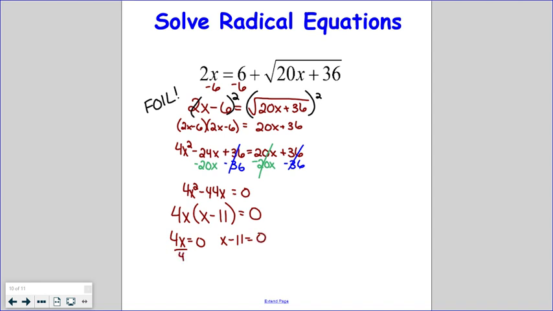When I solve that, though, remember that 0 divided by 4 is still just 0, right? So we get 0 for one of our possible answers, and we get 11 for our other possible answer. And again, I'm saying possible answers because our directions are going to say check for extraneous solutions. Fancy math phrase for plug your answers in and make sure they work. Okay, so then we come over here and we just test those out. So I'm going to test x equals 0. Plug it into my equation and make sure both sides are equal.